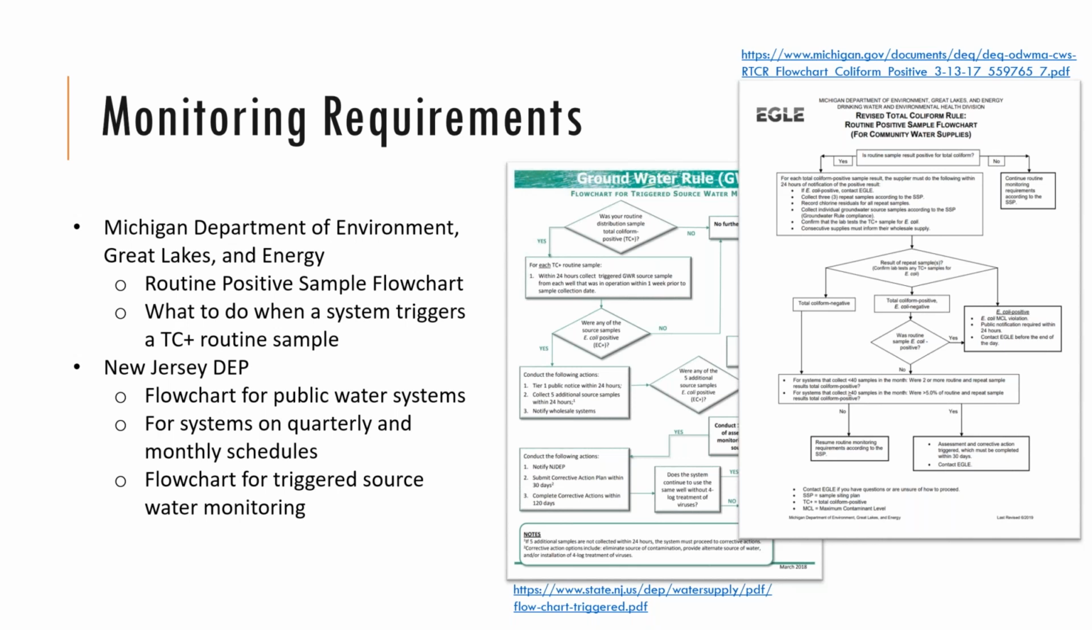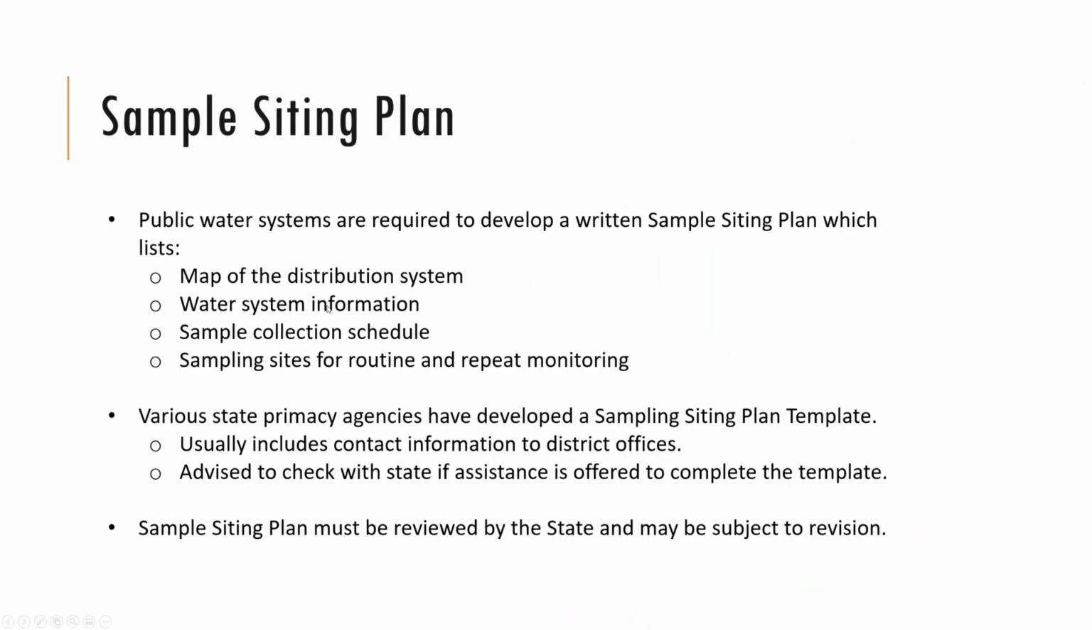Now that we have established monitoring requirements, let's discuss sampling site plans. So the Coliform rule has required water systems to develop a sample siting plan, which specifies where routine and repeat samples will be taken from, identify sampling schedules, provide water system information, and ideally a map of the distribution system.